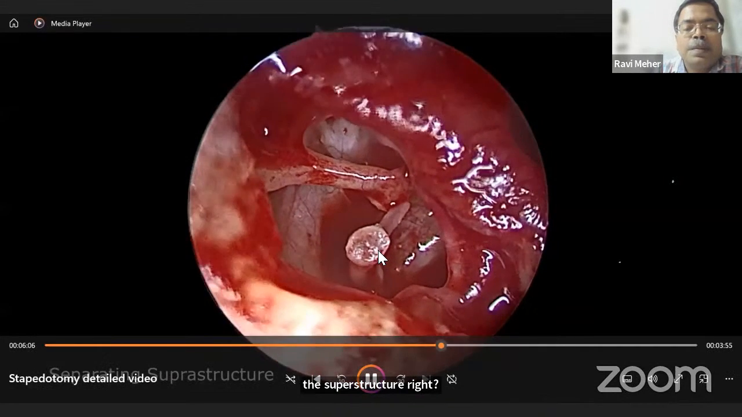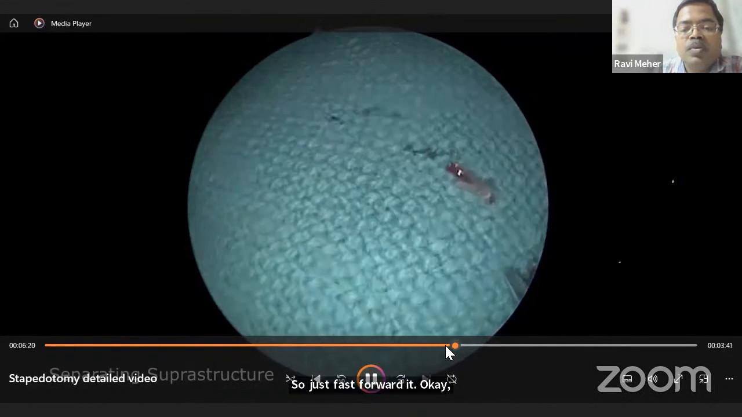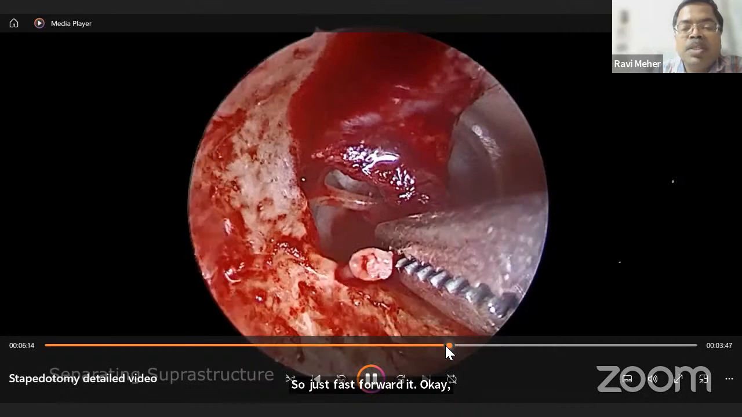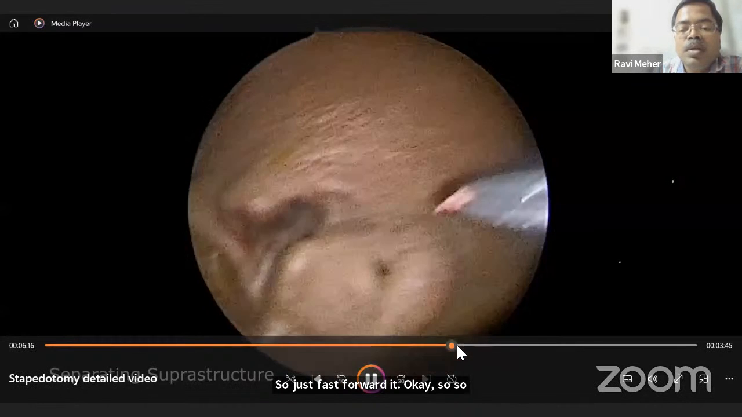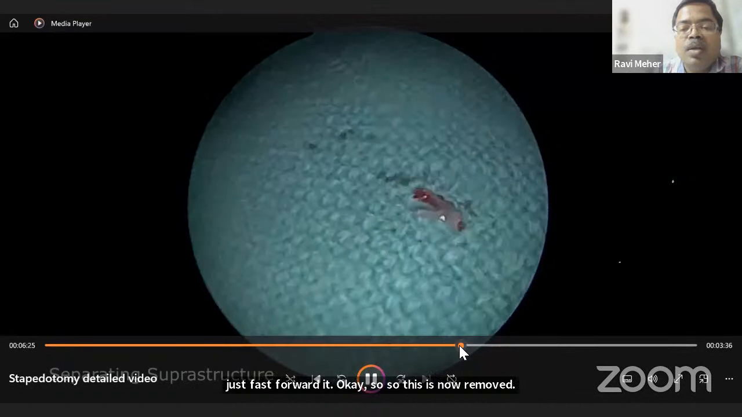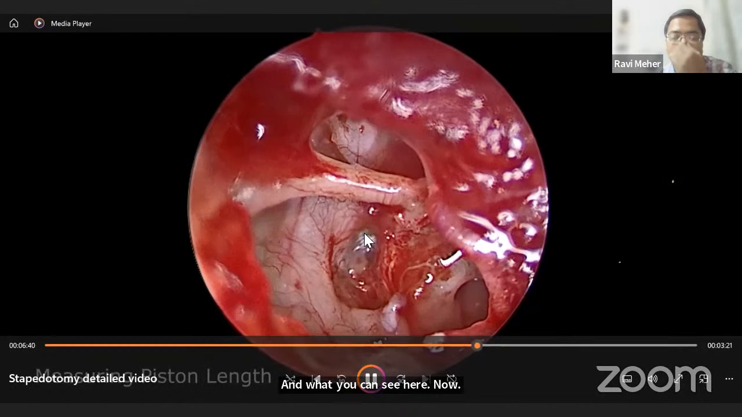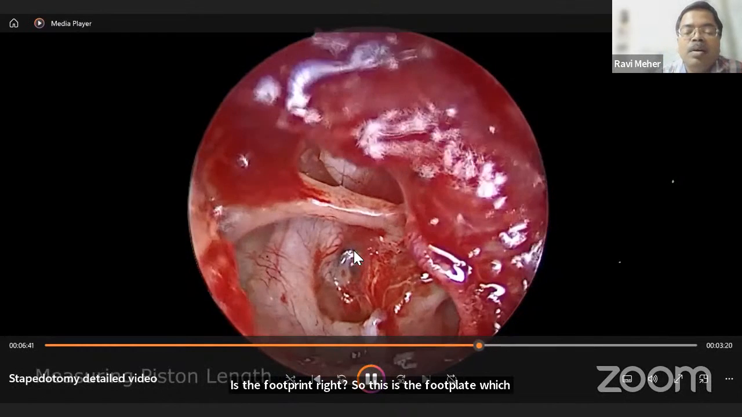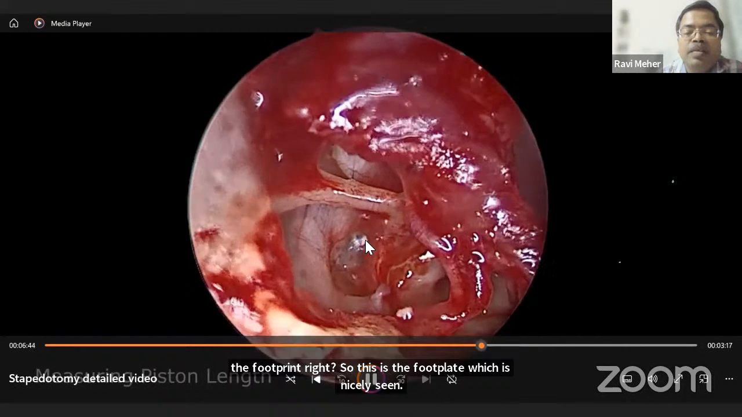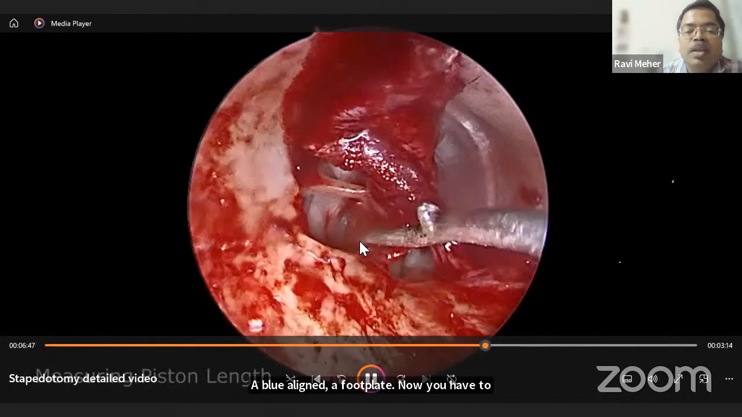So just fast forward it. Okay, so the superstructure is now removed, and what you can see here now is the foot plate, right? This is a foot plate which is nicely seen, a blue lined foot plate.